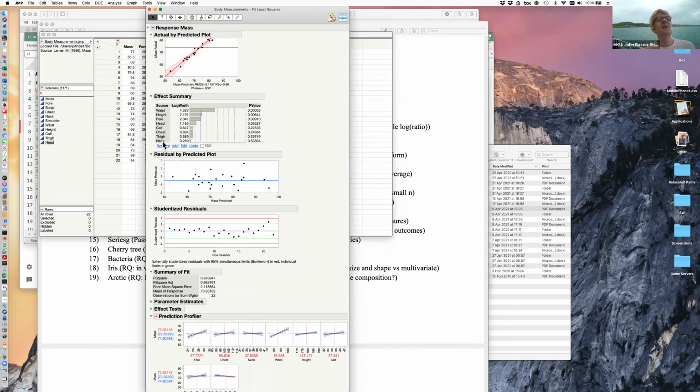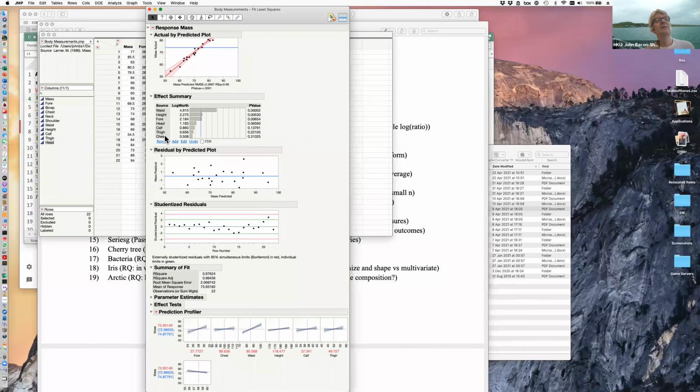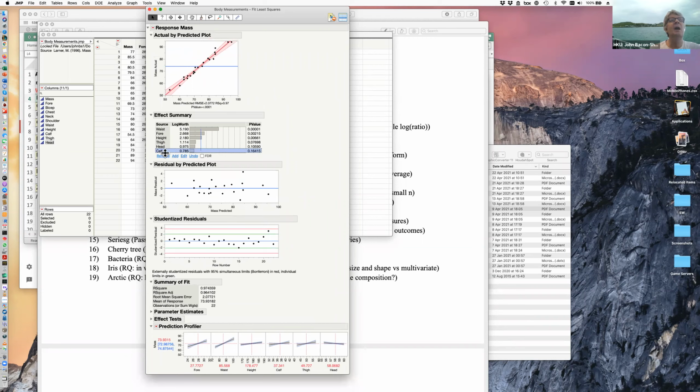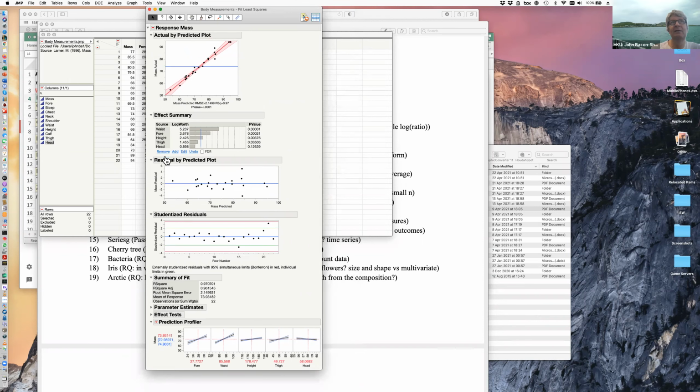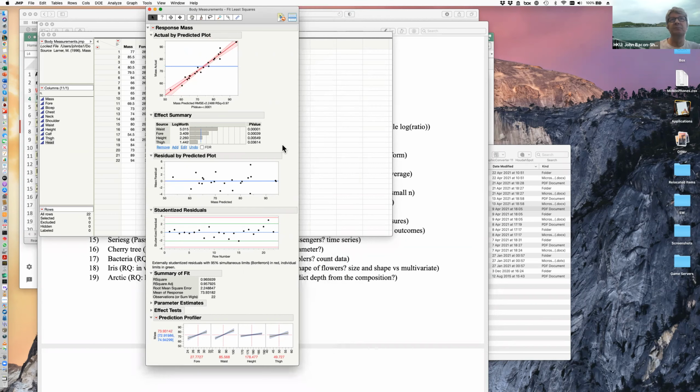The neck is not particularly useful. Again, not too surprising. The chest, so again, maybe the muscle on the chest is better indicated with other variables. The calf, so again, maybe the thigh is better, telling us about the leg. The head is not very useful, not too surprising, because the height is, well, the head doesn't vary very much.